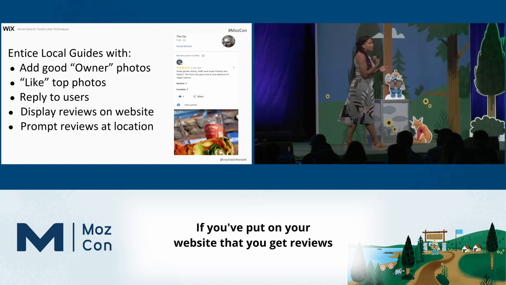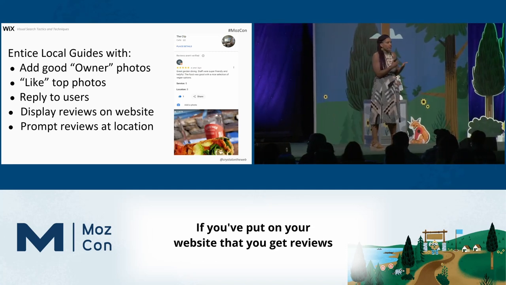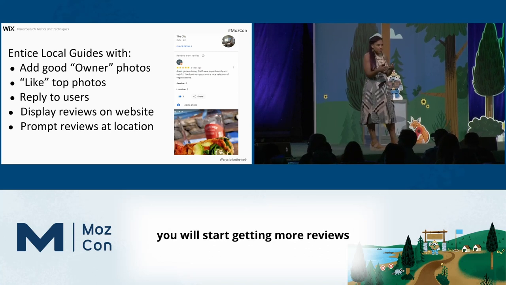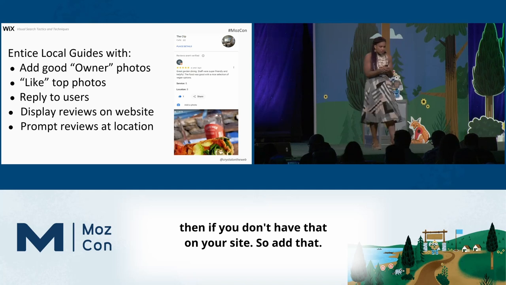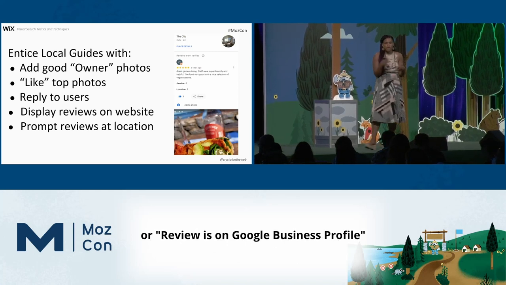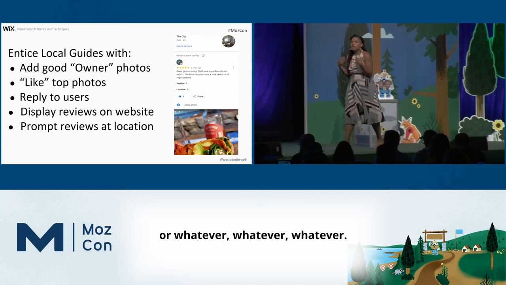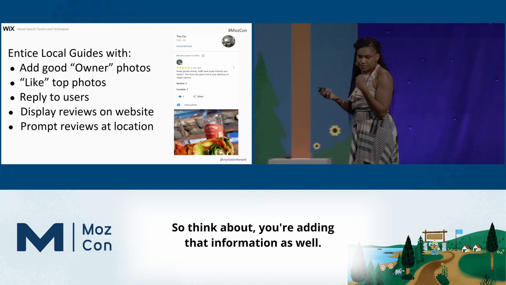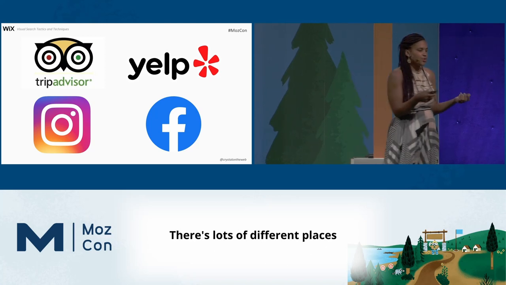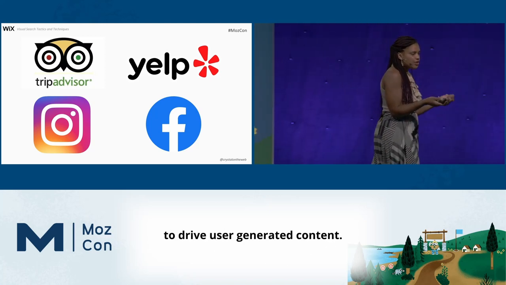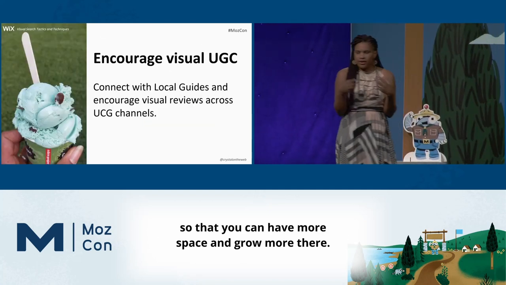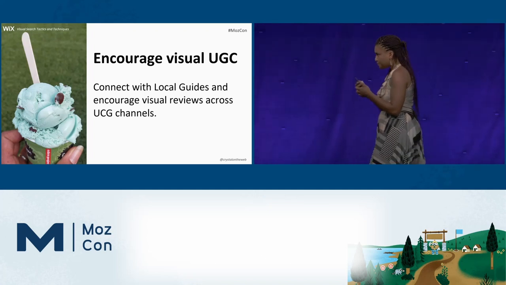Display your reviews on the website. If you've put on your website that you have 4 out of 5 stars or whatever on Google Business Profile, you will start getting more reviews than if you don't have that on your site. So add that. You can also think about adding a review prompt at your location, so people will say, review us on TripAdvisor, or review us on Google Business Profile. There are lots of different places where Google's pulling this kind of information, and lots of different places where you can engage with people to drive user-generated content. It's worth thinking about that so that you can have more space and grow more there.